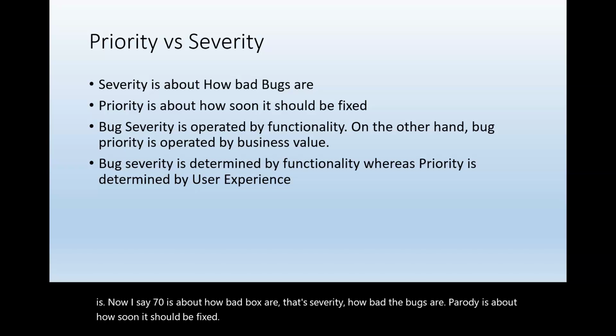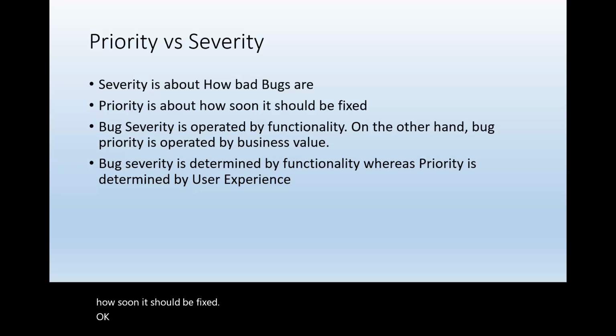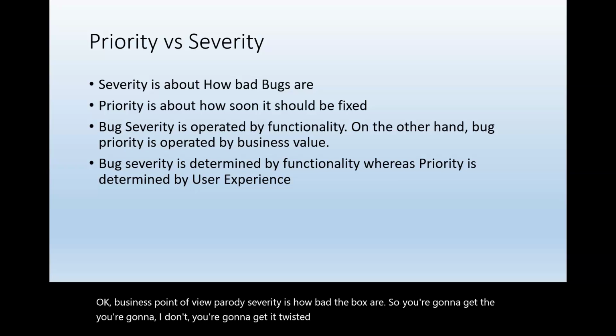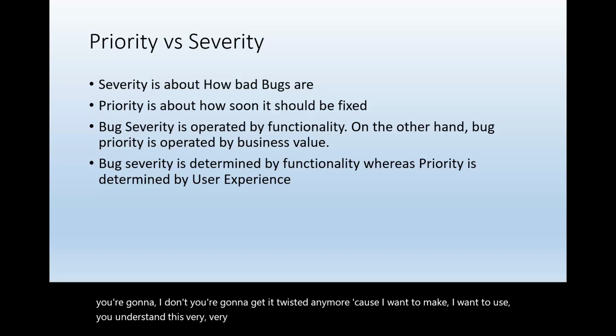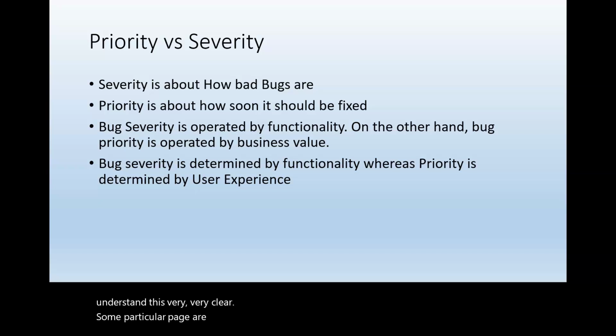Okay, good. From the business point of view, priority. Severity is how bad the bugs are. So you don't get it twisted anymore, because I want you to understand this very, very clearly. Like some particular pages are not opening. Severity is about how bad bugs are.